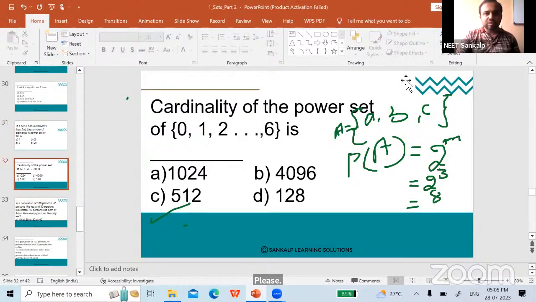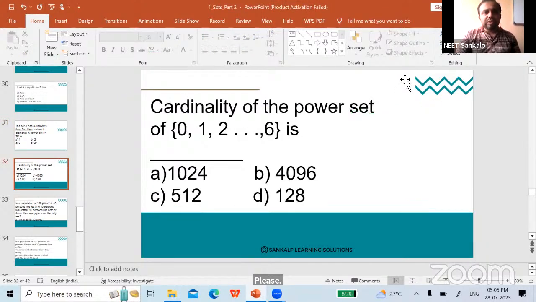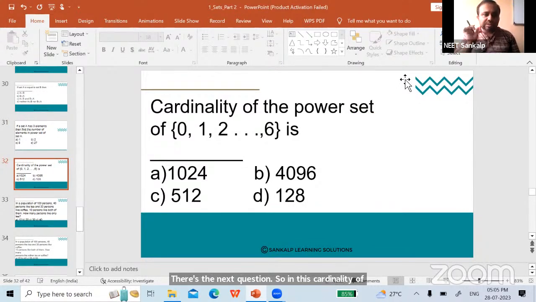This is the next question. In this, the cardinality of the power set of the set 0 to 6. What is the cardinality of this? The question is like this, and it is most important. You can mark it as important also. Sums like this mainly appear in the CET.